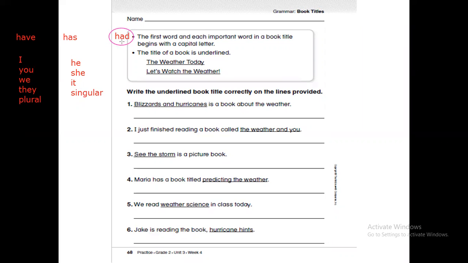And we talked about book titles. We said we will capitalize the first word and all the important words, and we will underline the title of the book.